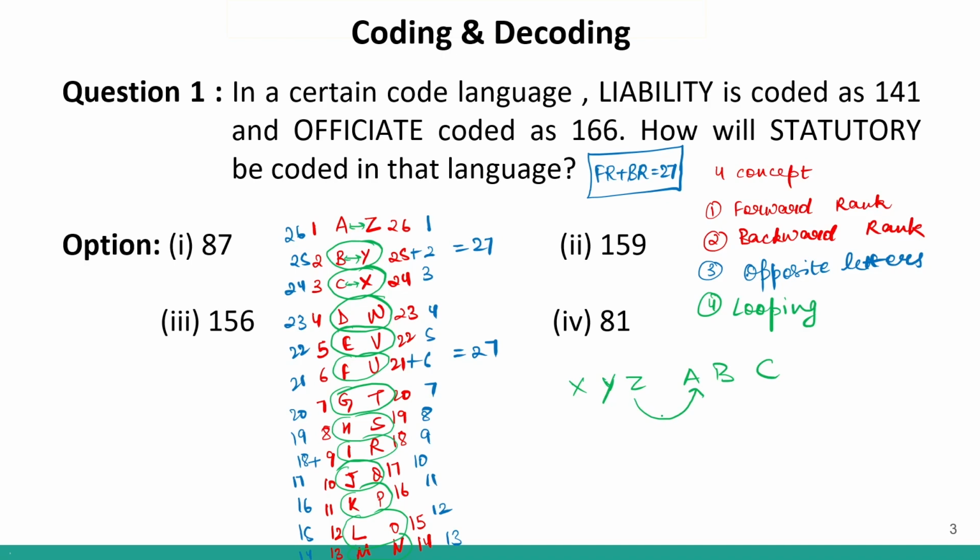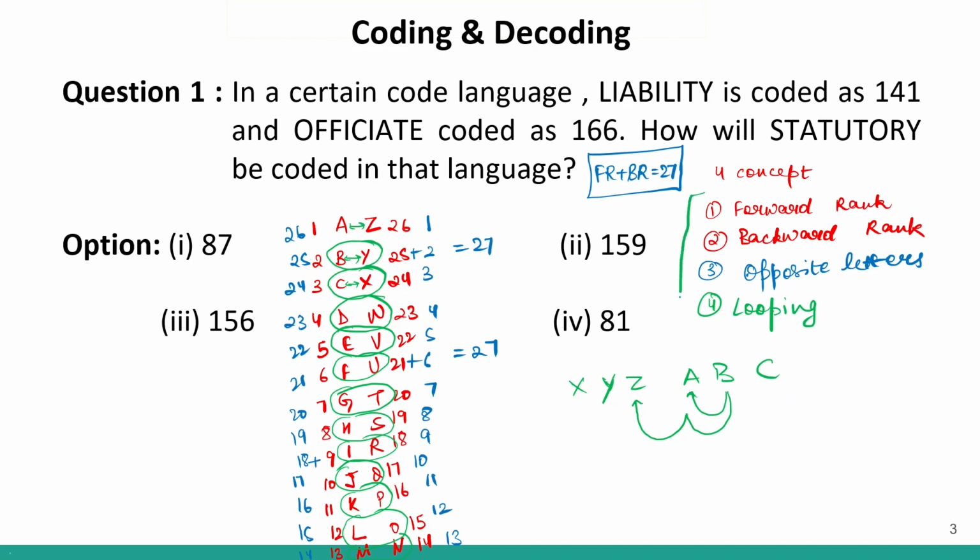So if I have to move 3 positions forward from Z, I will go 1, 2, 3 to C. This is called looping. Basically, we are working in a loop, correct? Similarly, backwards also. If I have to move one position back from B, I will go to A. But what if I have to move 2 positions back from B? I do not have any alphabet before A, correct? So I will go back to Z. So 2 positions back from B will bring me to Y. So this concept is called looping.